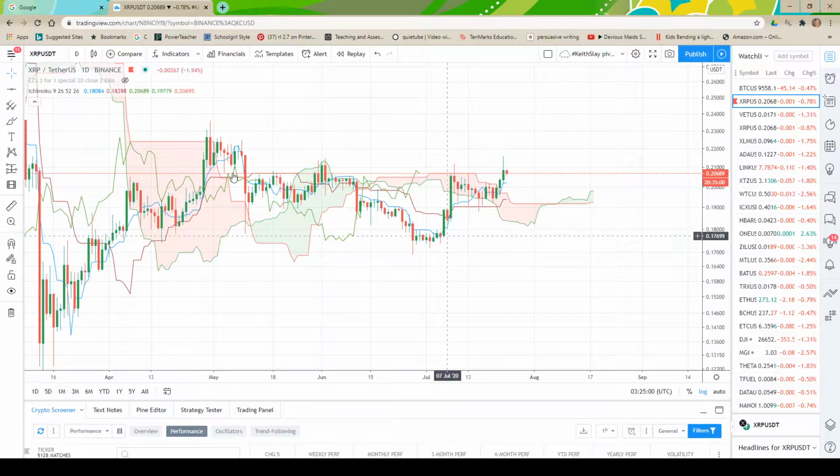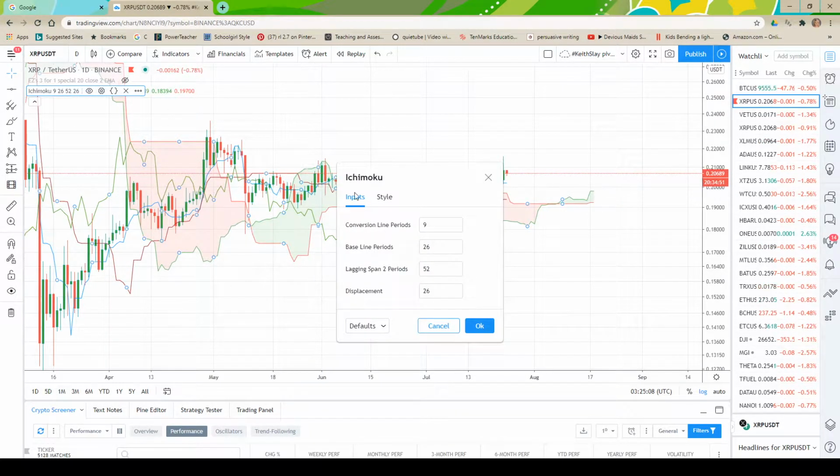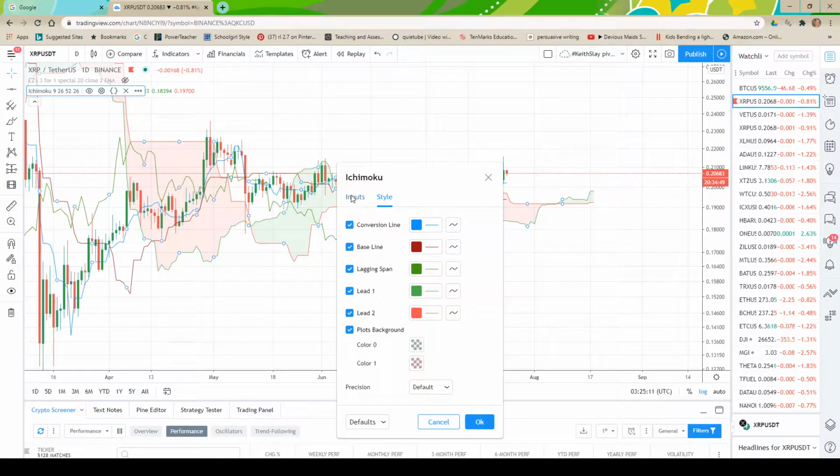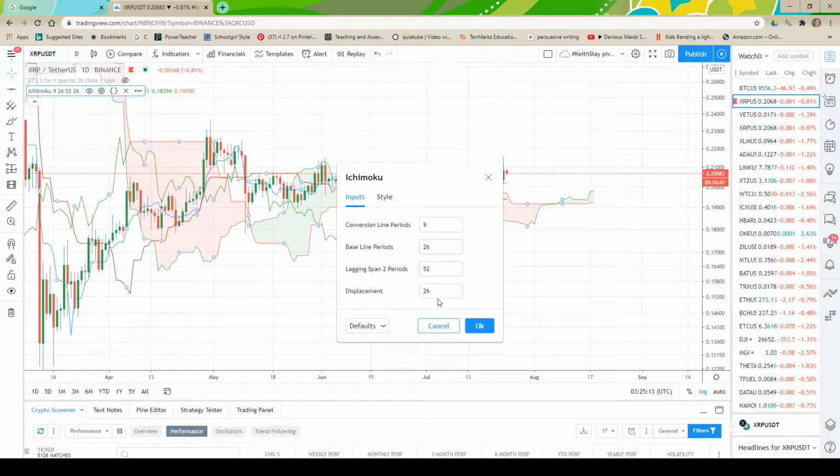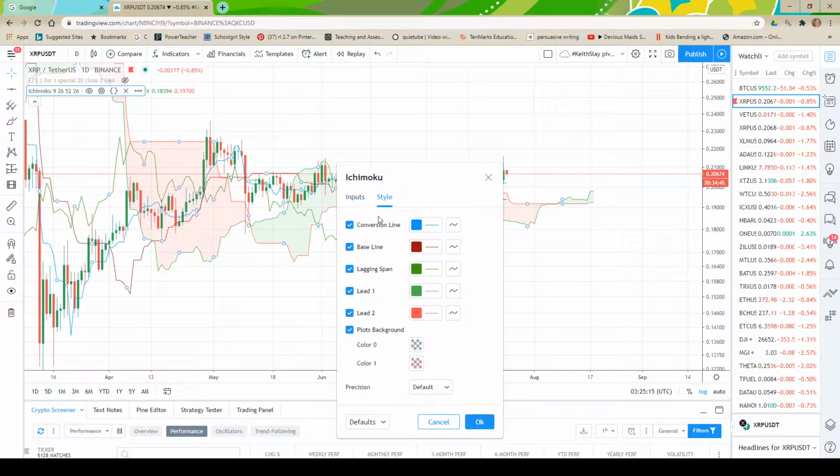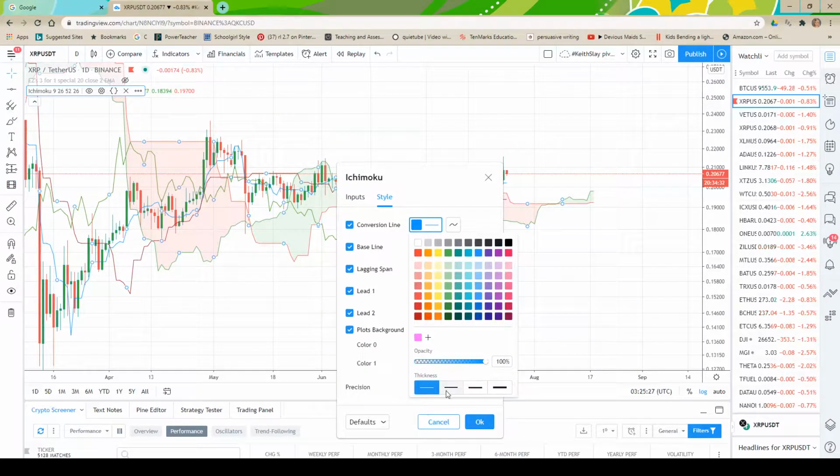After you get your cloud pulled up here, I'm going to tell you right now, go ahead and go to settings and change this stuff to settings that you like. You've got inputs. Don't mess with any of these inputs. They're fine. But the style, I don't like these colors. I'm going to change them to something else. This conversion line, I have no problem with blue. But the line's a little thin for me. I'm a little old, so I'm going to go with the thicker line because I like them thick.